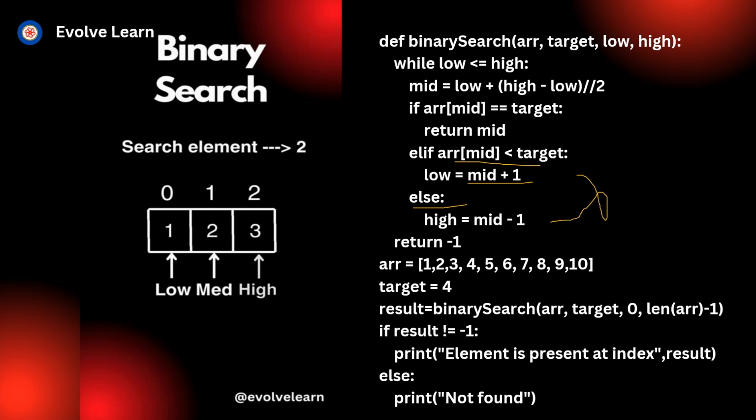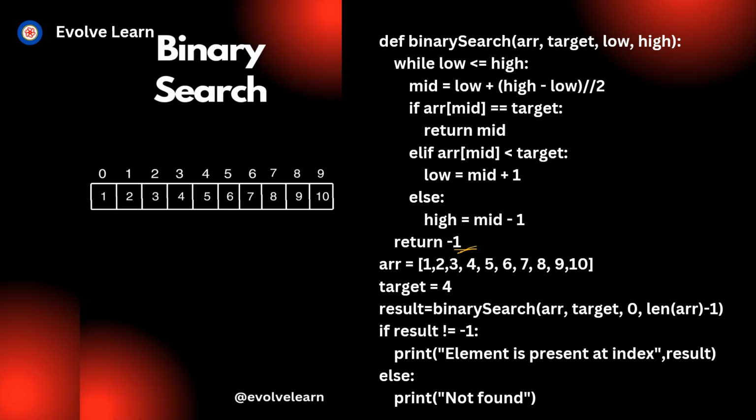Then we go back to this step and repeat these steps until the target element is found or the search space is exhausted. If the value is not found in the array, then the search ends and we return this minus 1 to the code. Based on what we have discussed, let's see it in an animation.